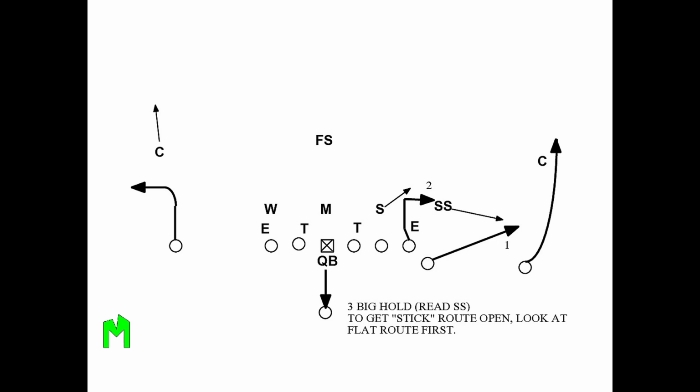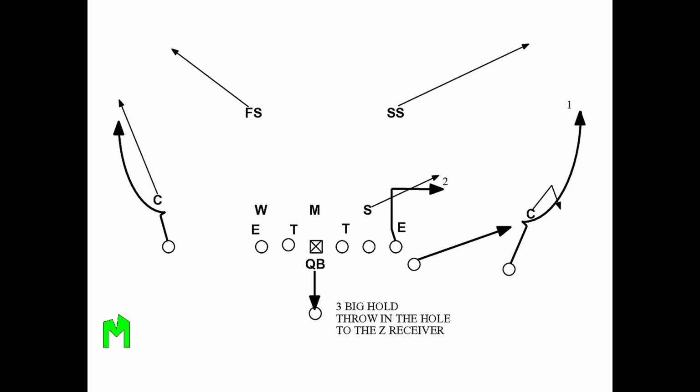Here the stick read includes an option to the Z receiver running a deeper route. After holding the strong safety with a 3 big step drop, the quarterback can throw into the hole to the Z receiver if the stick route is covered, providing a progression that stresses the defense vertically.